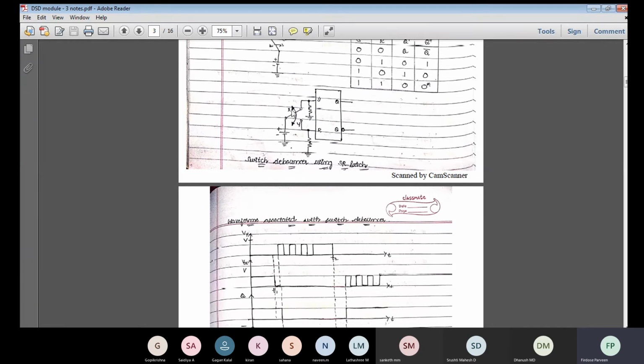Now what happens? The switch has moved to Y. So when it has moved to Y, what happens? It will make several make and break connections. After making several make and break connections, it indicates Y is equal to 1 and X is equal to 0. That is X is equal to 0, because it is grounded, and this switch is at position Y.